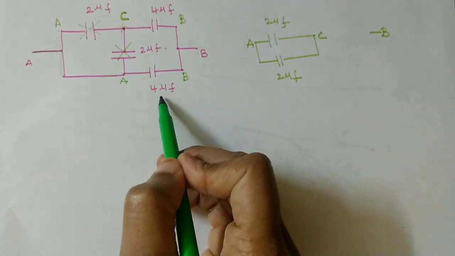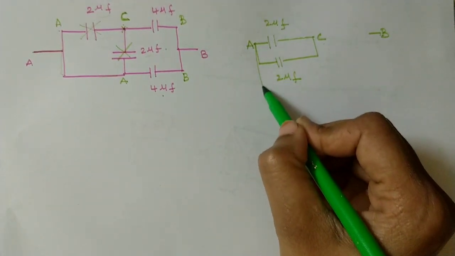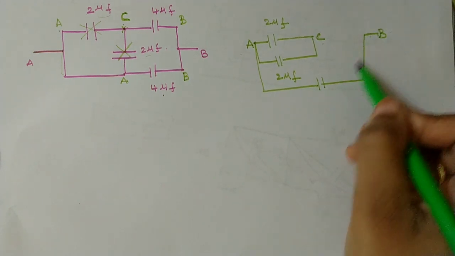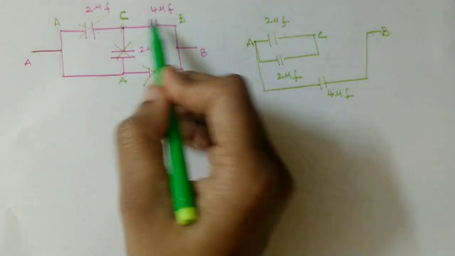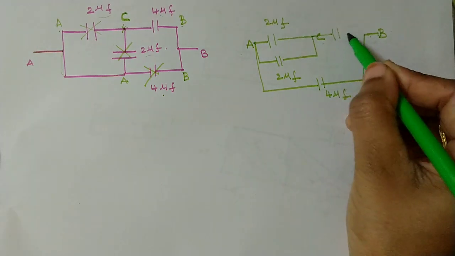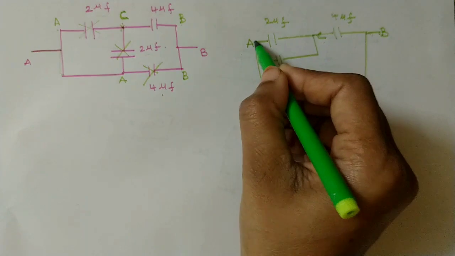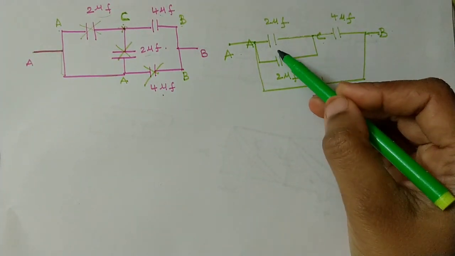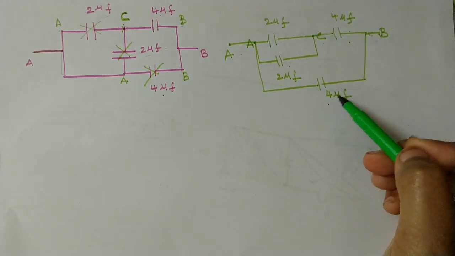Between A and B you have 4 microfarad. This is A and this is B, so give the connection from the bottom. This is a 4 microfarad capacitor. Now come to this. Between C and B you have another 4 microfarad capacitor. Now you can observe we have these two in parallel combination, that is in series, and the whole combination is in parallel. Now you can easily reduce the circuit.